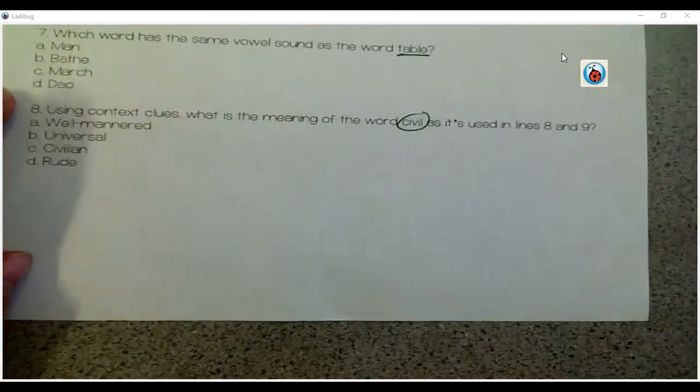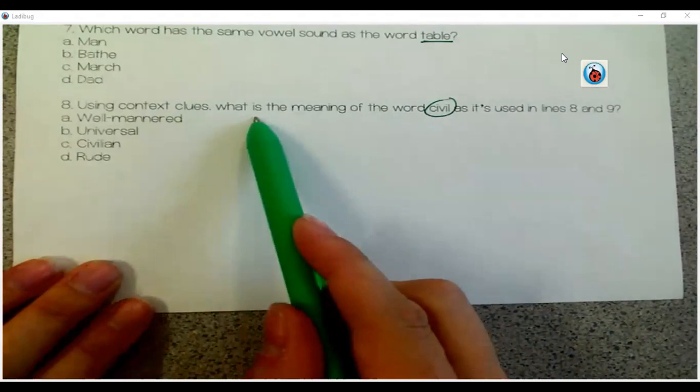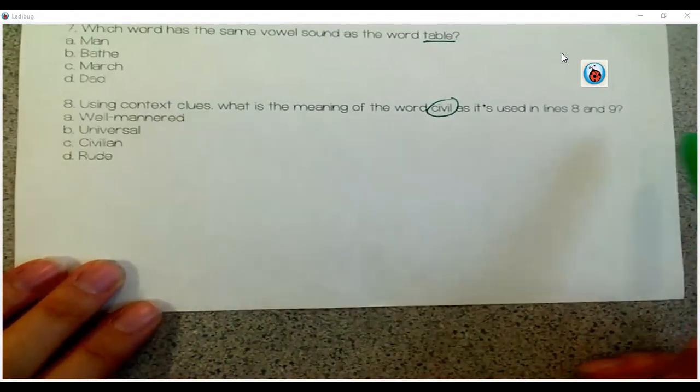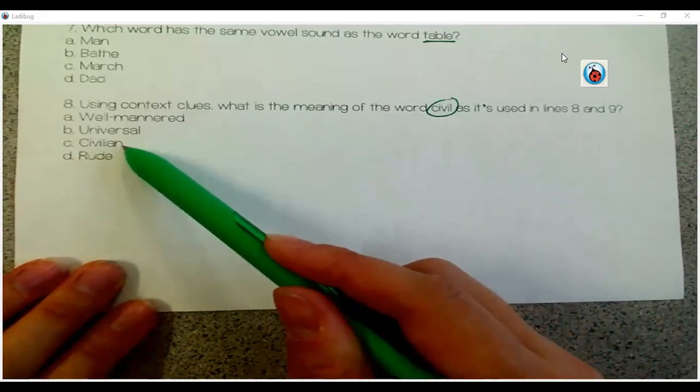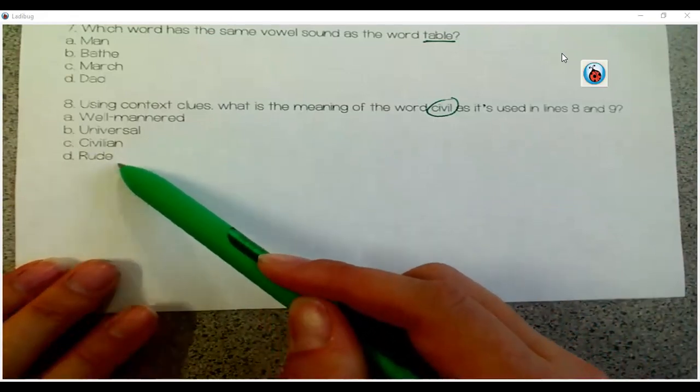So right now in Kidum, I want you to answer number 8. What is the meaning of the word civil as it's used in lines 8 and 9? Is it A, well-mannered, B, universal, C, civilian, or D, rude?